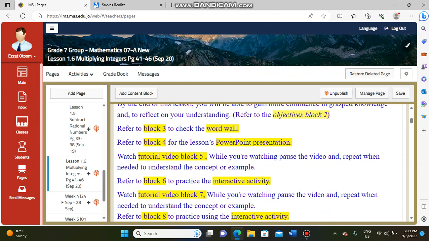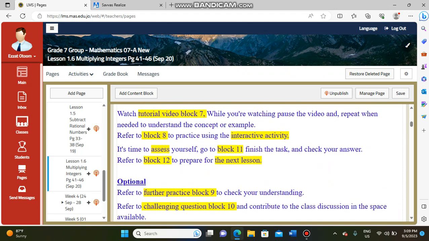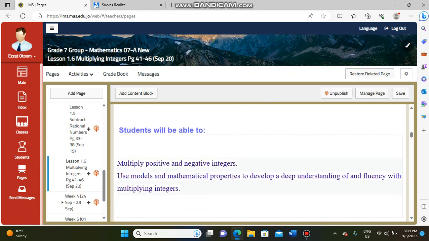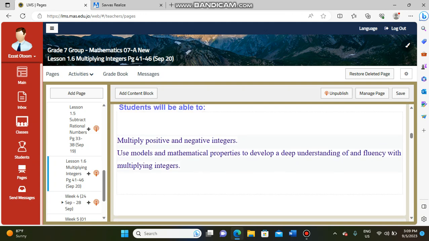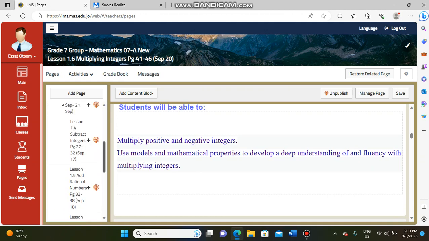The same ideas, I think, we learned already, something about integers, and we know the integer numbers, how we can call any number an integer or not an integer, as we learned before: all numbers, integers, negative or positive, also zero. In this lesson, by the end of this lesson, you will be able to multiply positive and negative integers, because as you know, integers will be positive or negative. Also, the second goal, use models and mathematical properties to develop a deep understanding of and fluency with multiplying integers.